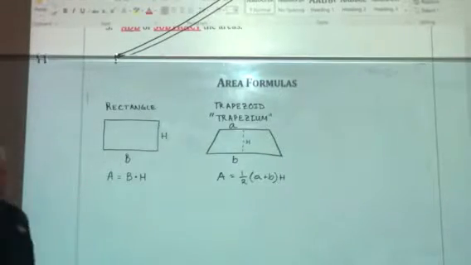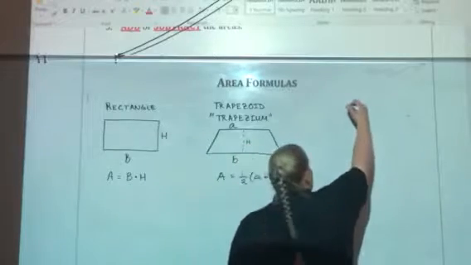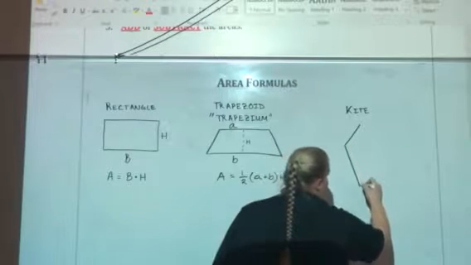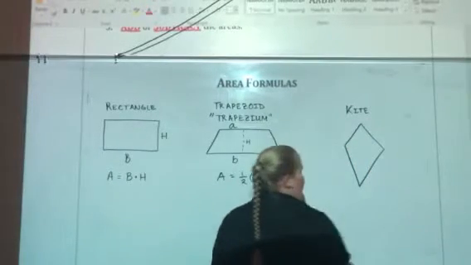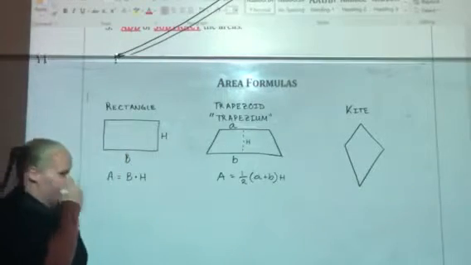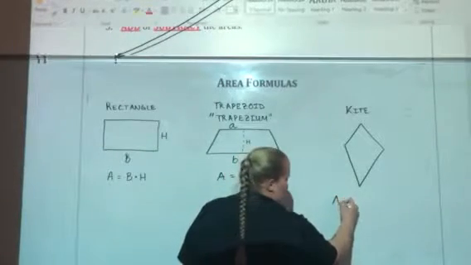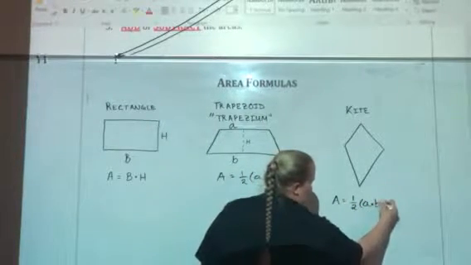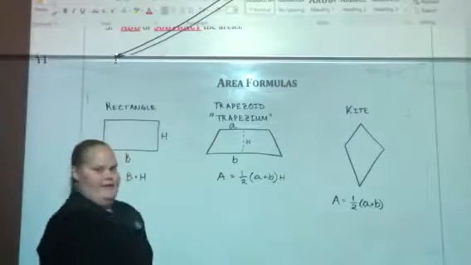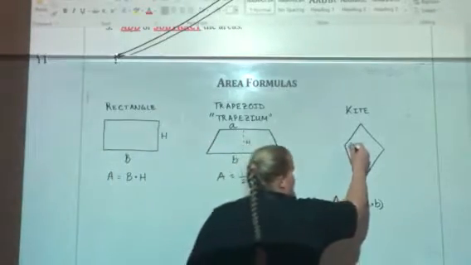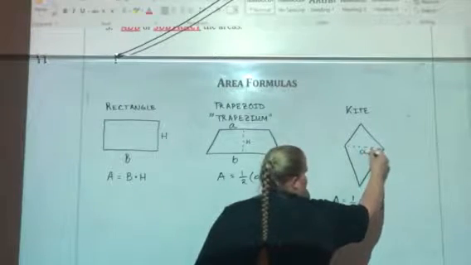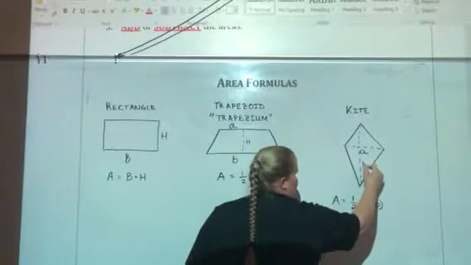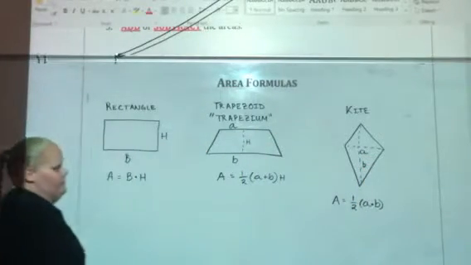And then over here we're going to talk about the area of a kite, or a big diamond. The formula for the area of a kite is 1/2 of A times B. A is the horizontal distance, and B is the vertical distance. So 1/2 of A times B.